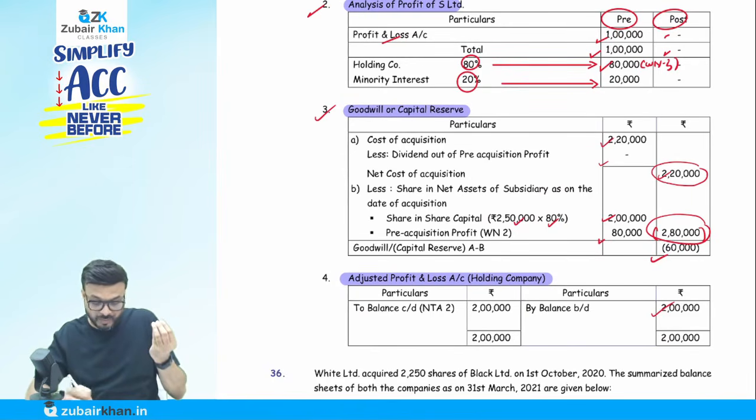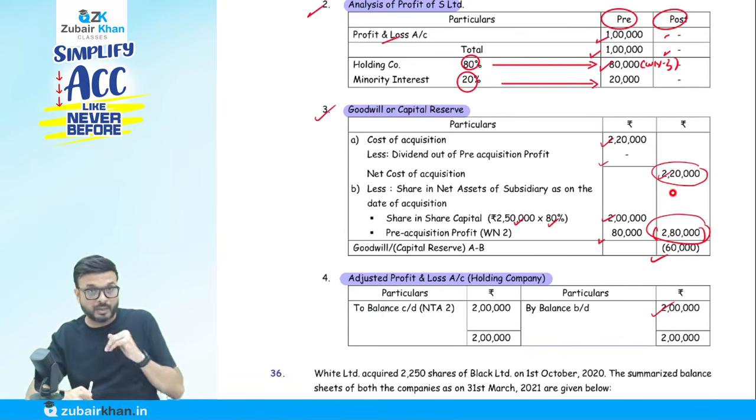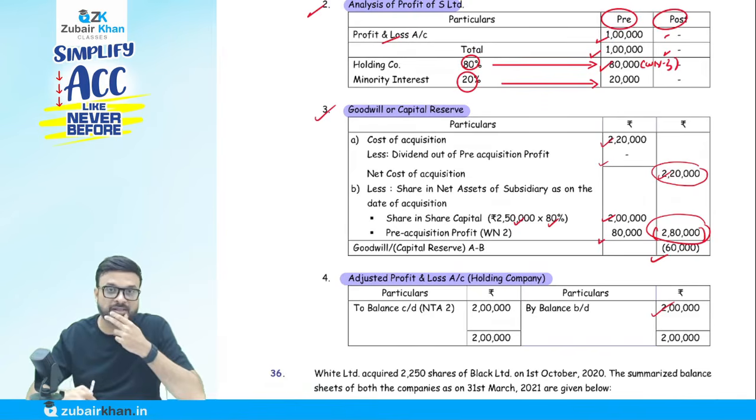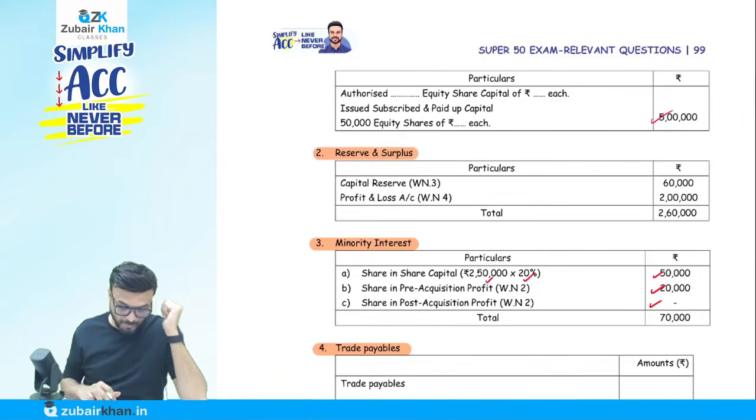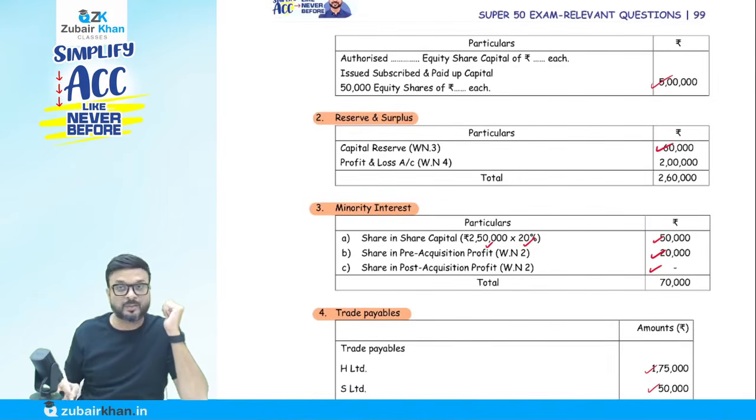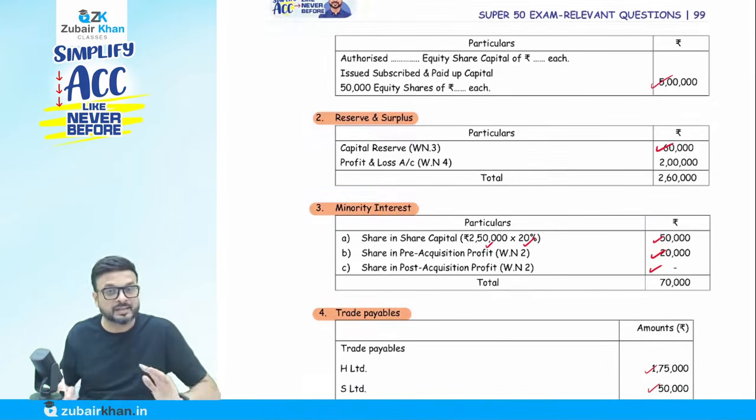So we have given less. The cost of investment was 2,20,000, and we get 2,80,000 in return, so we are getting more. It's a benefit for the company, which is why we call it capital reserve. It is a reserve, so it will come under reserve and surplus. Go to reserve and surplus, note number 2, and you can see the capital reserve of 60,000. Follow these steps only.